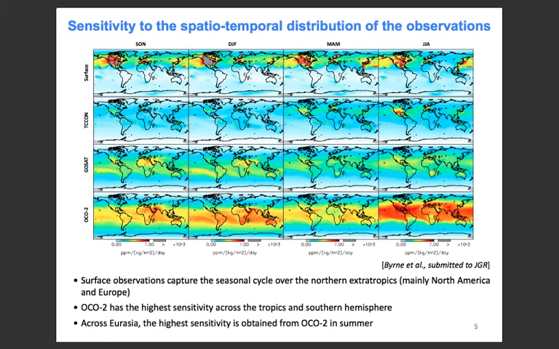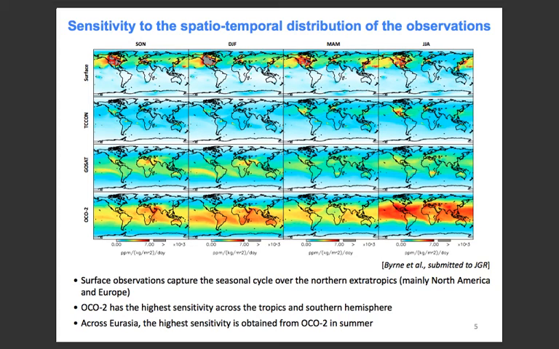The top panel here is showing the sensitivity for the surface network as a function of season. So if you were to look at one particular grid box, it would give you the sensitivity in ppm of CO2 per unit flux, in this case in kilograms per meter squared per day. So it's telling you how a unit change in the CO2 flux in any given grid box would influence the aggregated CO2 concentration in this sensitivity function for the different observing systems that are shown here.